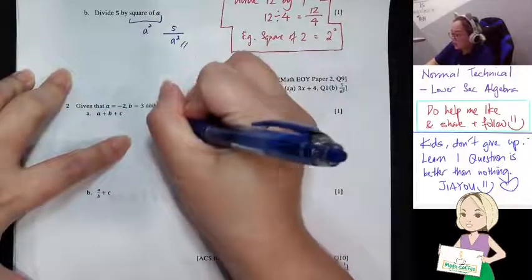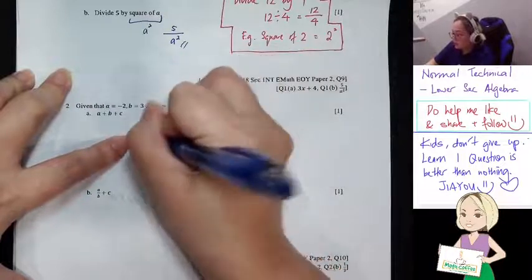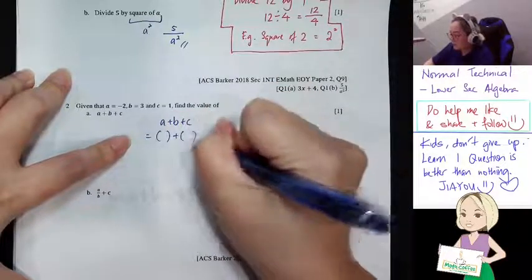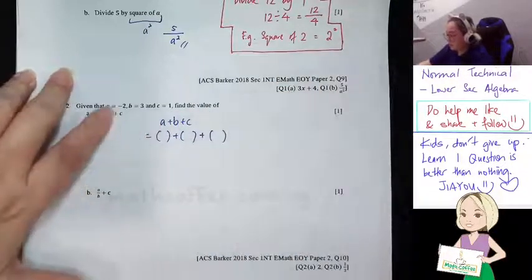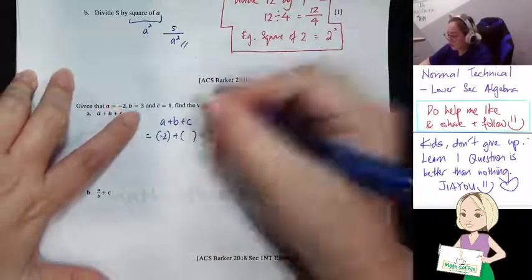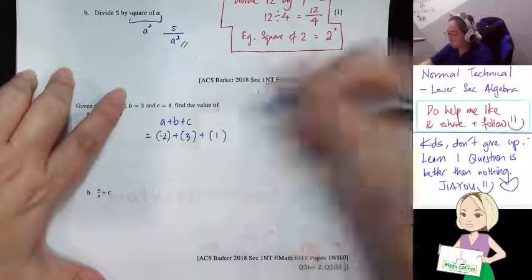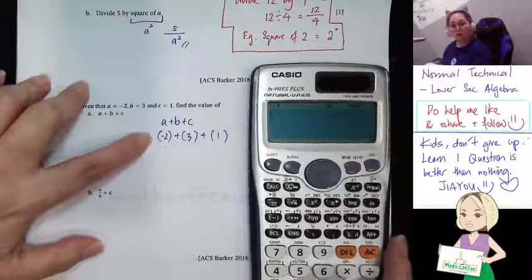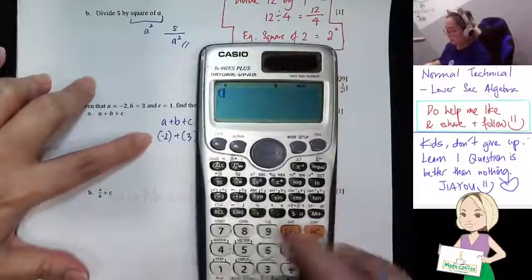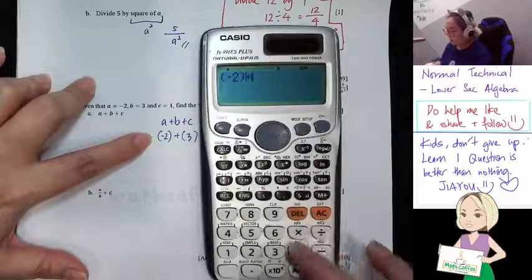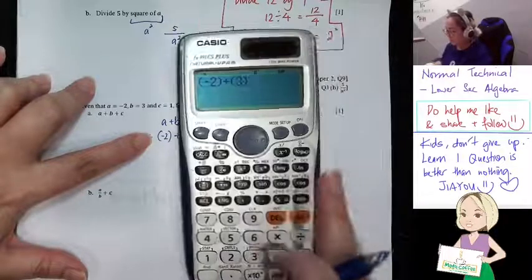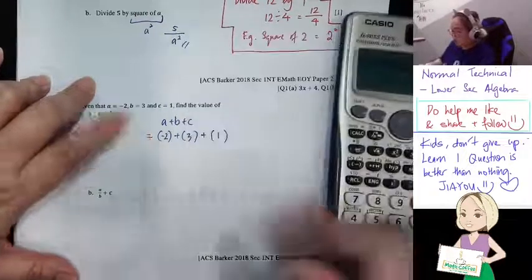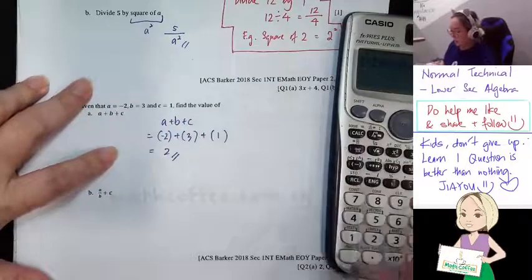What I usually tell my students is, write out the question first, and replace all the alphabets with brackets. So A plus B plus C. My A, they tell us, is -2. My B is 3. My C is 1. So all you need to do is press the calculator exactly what we wrote here: open bracket, -2, close bracket, plus, open bracket, 3, close bracket, plus, open bracket, 1, close bracket, and press equal, and you get 2. So this is just equal to 2. Very simple.